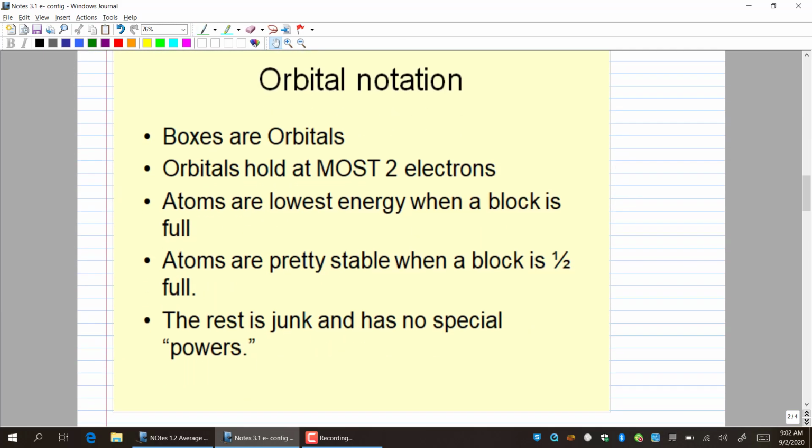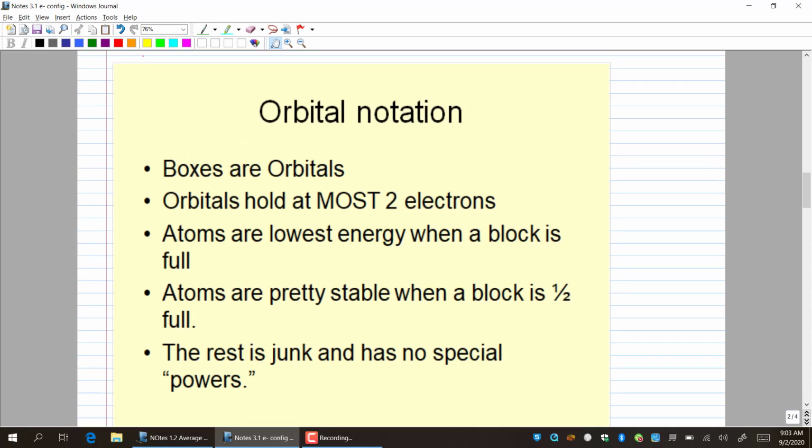Orbital notation. Boxes are orbitals. Now, that's not an official thing, but it's a useful thing. Orbitals hold at most 2 electrons. An electron is an arrow, it would be up and down. It holds at most 2, so that means it could be a box with an up arrow.